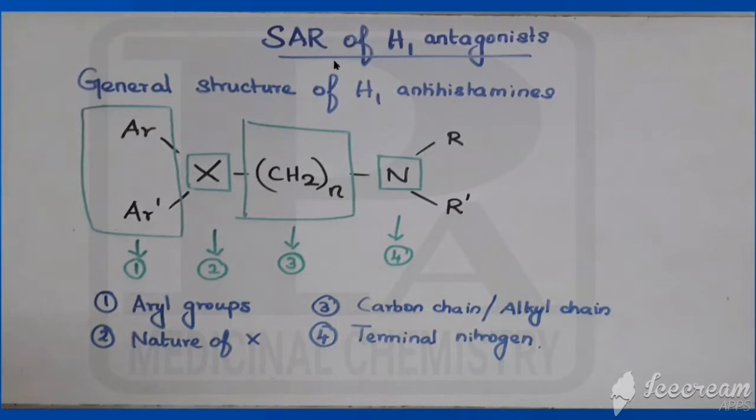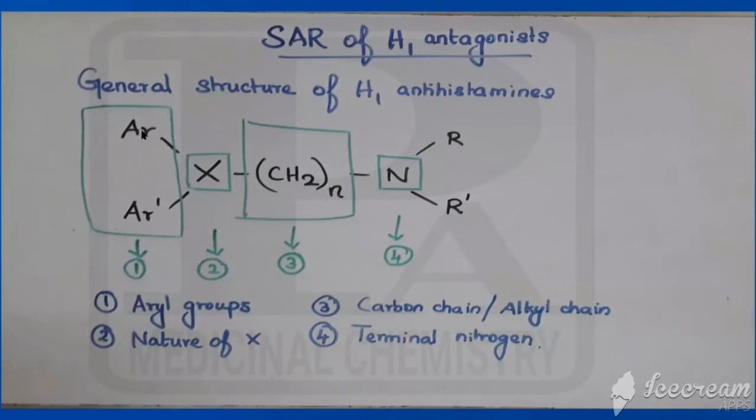Students, in this class we are going to see the SAR of H1 antihistamines or H1 antagonists. For that, we'll have a general structure of H1 antihistamines. It has X, and X is connected to Ar and Ar', and that X is connected to CH2-CH2 with nitrogen, and that nitrogen has R and R'. So we can divide the structure into 4.